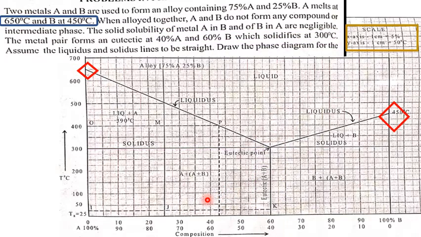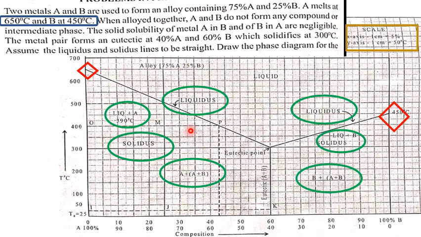So once this is done, we need to write down the important regions. So this is a liquidus line, above which it is a liquid, and below which the solidification starts. To the left we have 100% A, so A solidifies here, so liquid plus A. To the right we have 100% B, so B solidifies, so liquid plus B. And this eutectic temperature line is nothing but a solidus line, so that's a straight line.